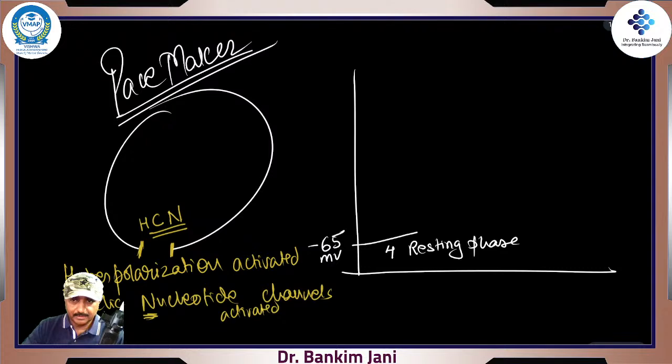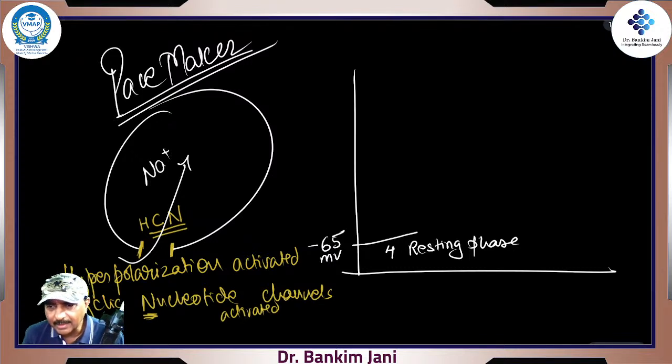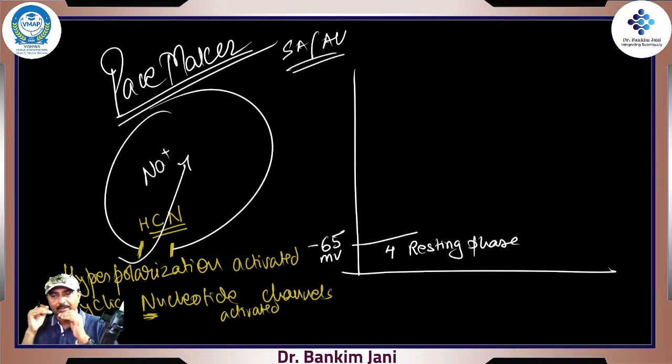When they open, they'll be allowing specifically sodium. Now see, this is funny. Why is this different? Normally calcium was coming into the picture, but over here it is sodium which comes. These channels are for pacemakers, so you'll see them on the SA node and AV node. Even Purkinje fibers, because Purkinje fibers are also pacemakers, but they set the pace at a very low rate, in the 30s.